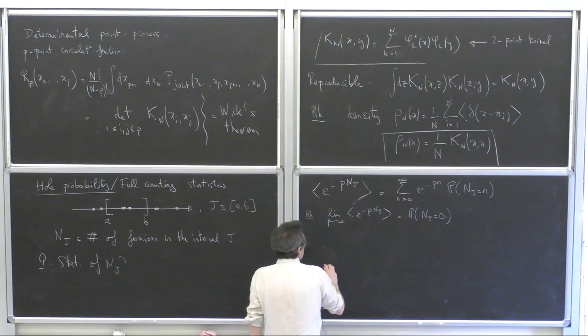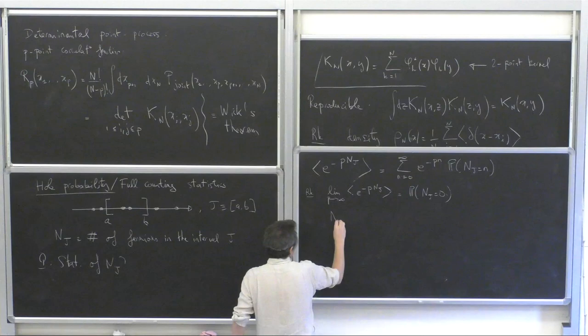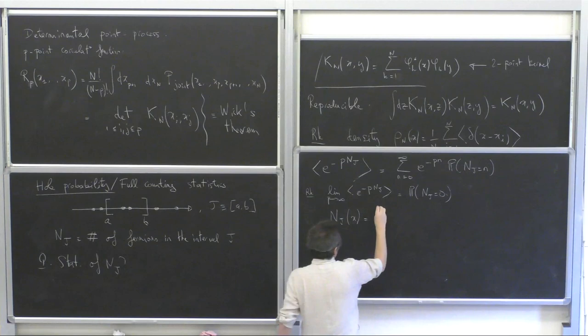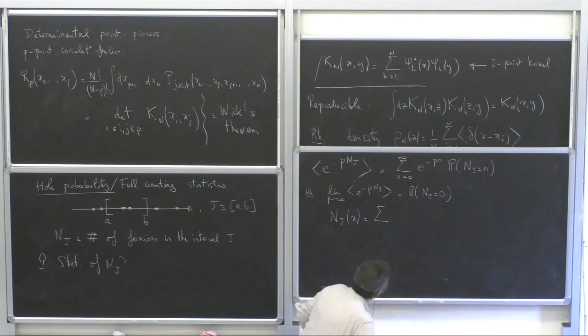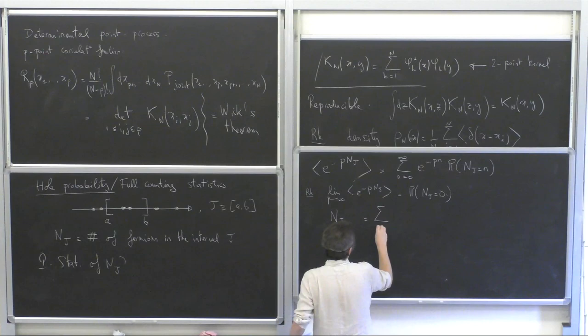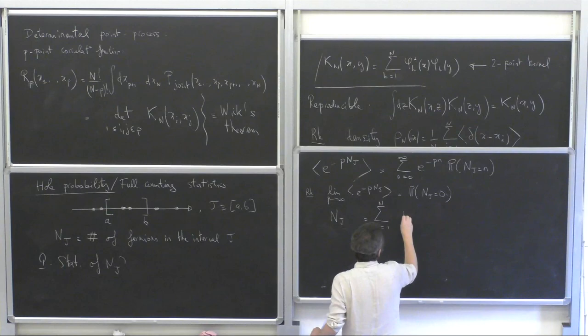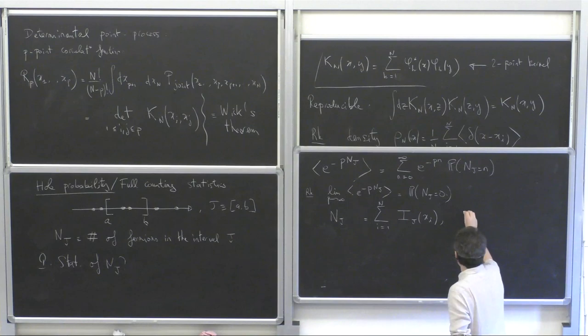How is it so? Well, it's so because nj, I can write it as a sum of indicator variables. So nj of x, sorry, nj does not depend on x. It's just a sum over all the variables of this indicator function that I'm writing, say ij of xi. So what is ij? Ij is just the indicator function.